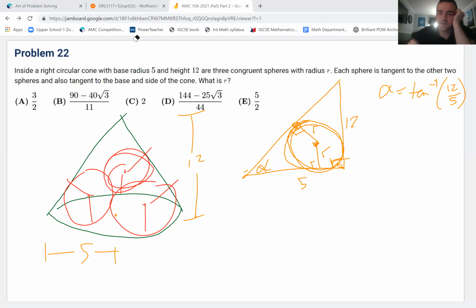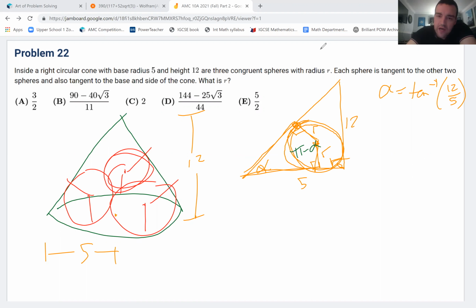Now, if I look at this quadrilateral here, I have two right angles, which means that this angle and this angle have to add up to 180, or pi, right? So what that means is that this angle over here would be pi minus alpha. Let me draw that a little bit better. So that's pi minus alpha, right? Or pi minus inverse tangent 12 over 5, right?